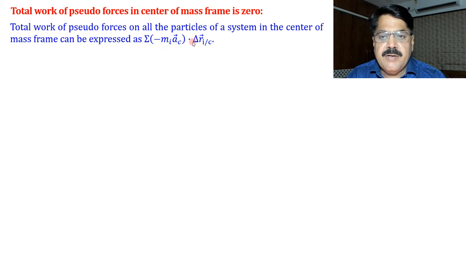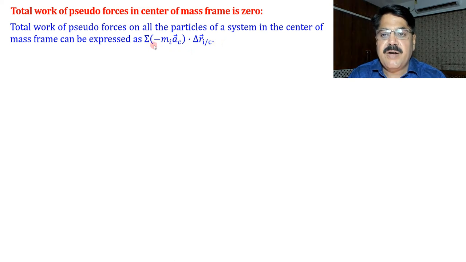Now we take a displacement of such size in which AC can be assumed almost uniform. So under this interval, that is what? Total work done by all the pseudo forces. Now AC is the same for all i.